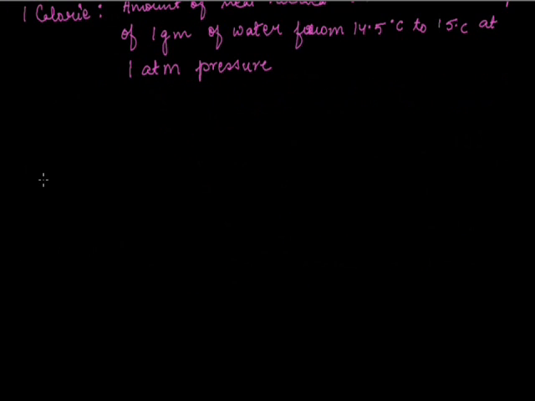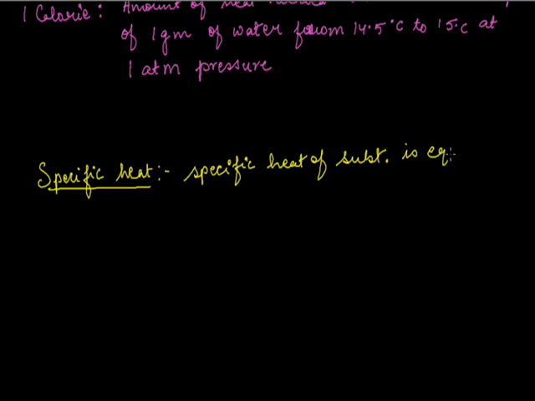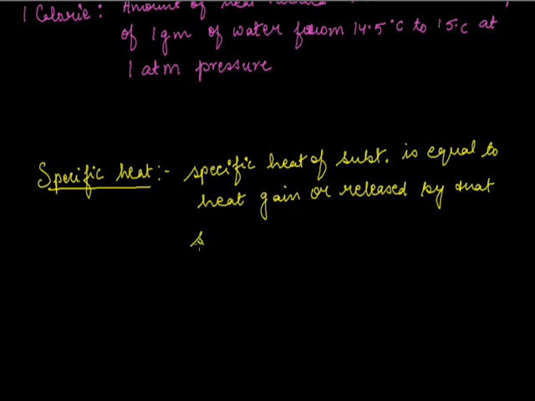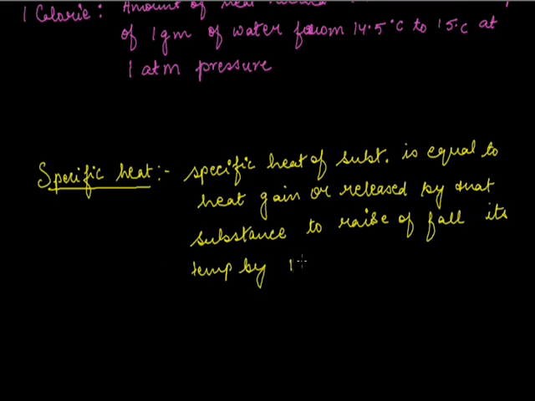Now comes another important point, which is known as specific heat. The specific heat of a substance is equal to the heat gained or released by that substance to raise or fall its temperature by 1 degree centigrade for a unit mass of substance. If I say that the heat gained or released by that substance is Q, then specific heat is Q divided by the mass and the temperature change.